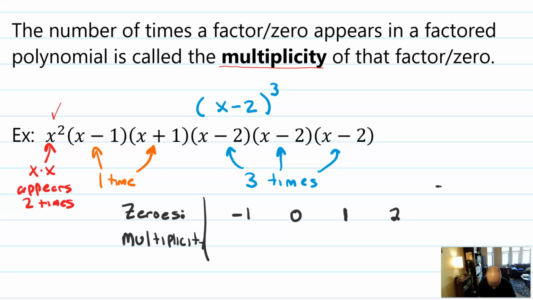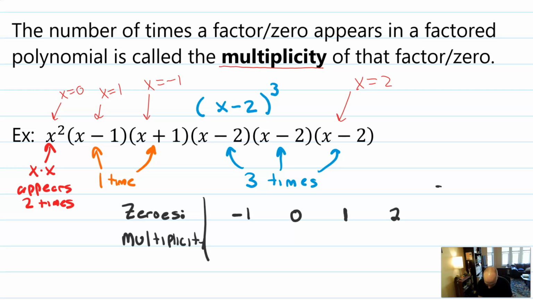By the way, the x squared gave me the 0 of x equals 0. That gave me the 0 of x equals 1. This gives me the 0 of x equals -1. And this gives me the 0 of x equals 2. That's where those numbers came from. I just rearranged them and put them in increasing order.